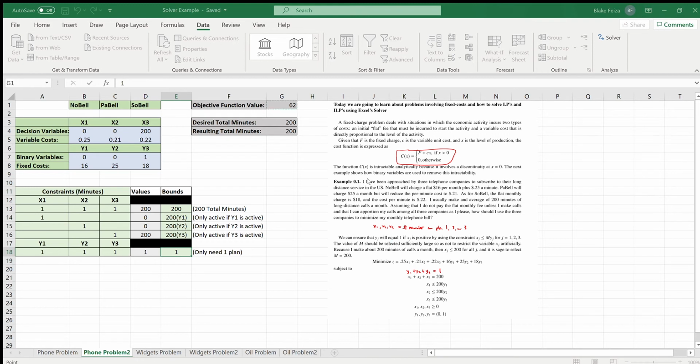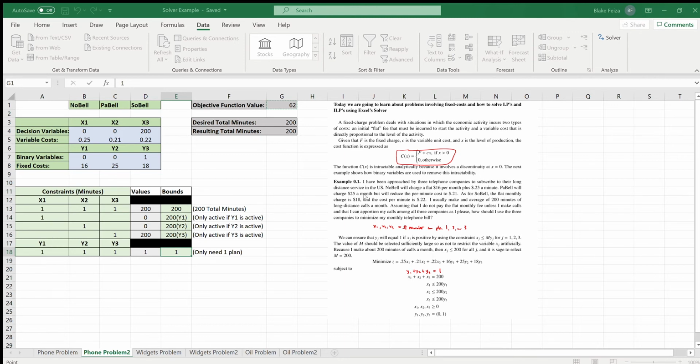So I did go ahead and put in the constraints for, again, the binary D13 equals E13, which is going to be right here. We want the 200 total minutes here to be equal to our bound of 200. We want D14 to be less than or equal to 200 times B7. So this again is where we're saying x1 is only active if y1 is active, so we're doing 200 times y1, which is this B7 up here, and that just makes sure that we have minutes on x1 only if we purchase the plan.